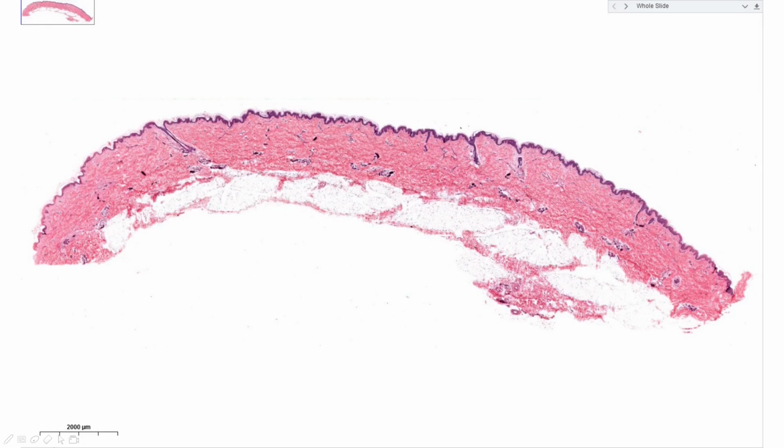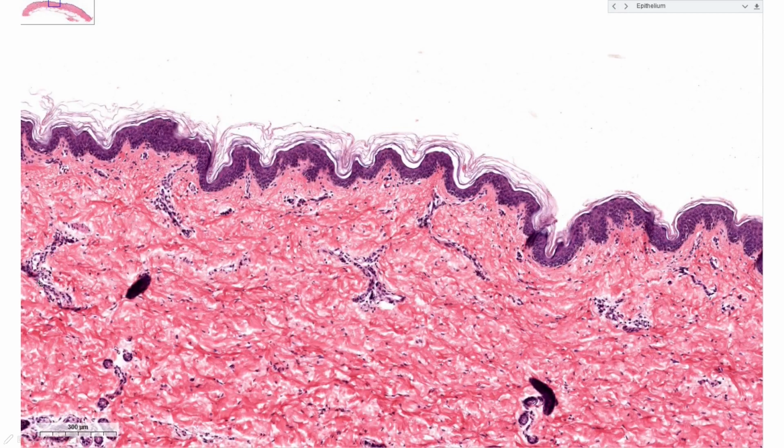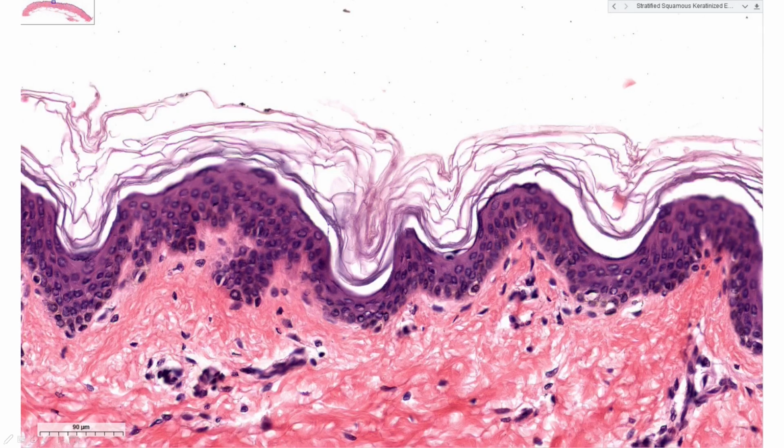This is an example of thin skin. Over here to the left you can see a hair follicle. Let's move in closer to see more details. This top, darker stained layer is the epidermis. Below it is the dermis, which is made of connective tissue. The wavy boundary between the two is the basement membrane. Let's go ahead and zoom in on the epidermis. Now we can see the keratin layer.